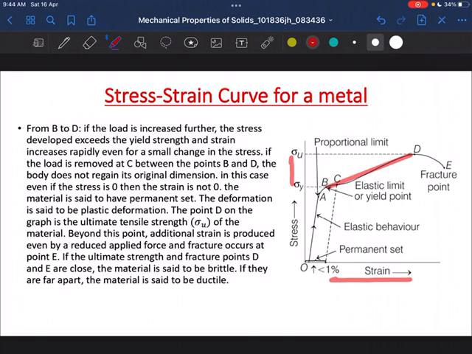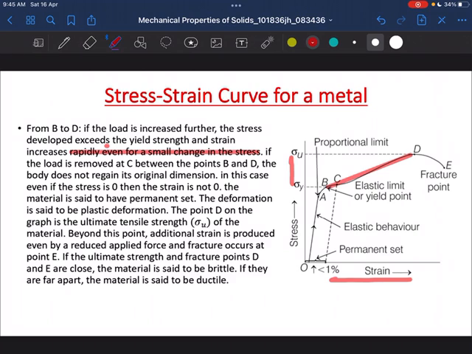So here you see, if the load is increased further, the stress developed exceeds the yield strength. अगर stress yield strength से बढ़ जाता है, if the stress increases beyond the yield strength, the strain increases rapidly even for a small increase in stress. Even थोड़ा सा भी stress अगर बढ़ेगा तो strain बहुत ज़्यादा होगा, right?